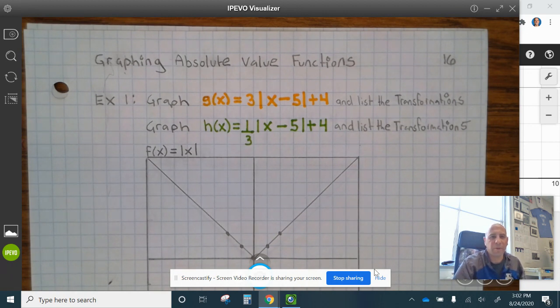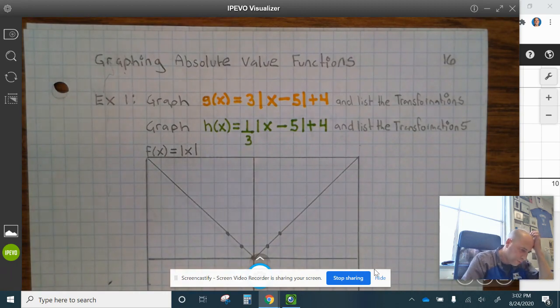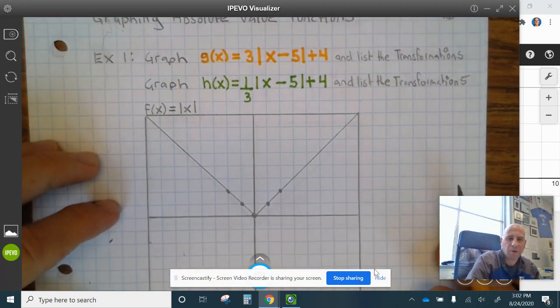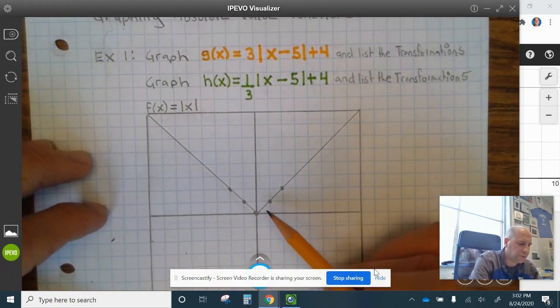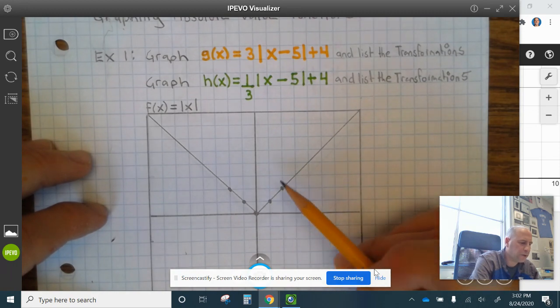Example 1: graph g of x equals 3 times absolute value of x minus 5 plus 4, and list the transformations. And then graph h of x equals 1/3 times absolute value of x minus 5 plus 4, and list the transformations. Now, first off, whenever we're talking about transformations, we need to graph the parent function because the transformations are based on the parent function, okay?